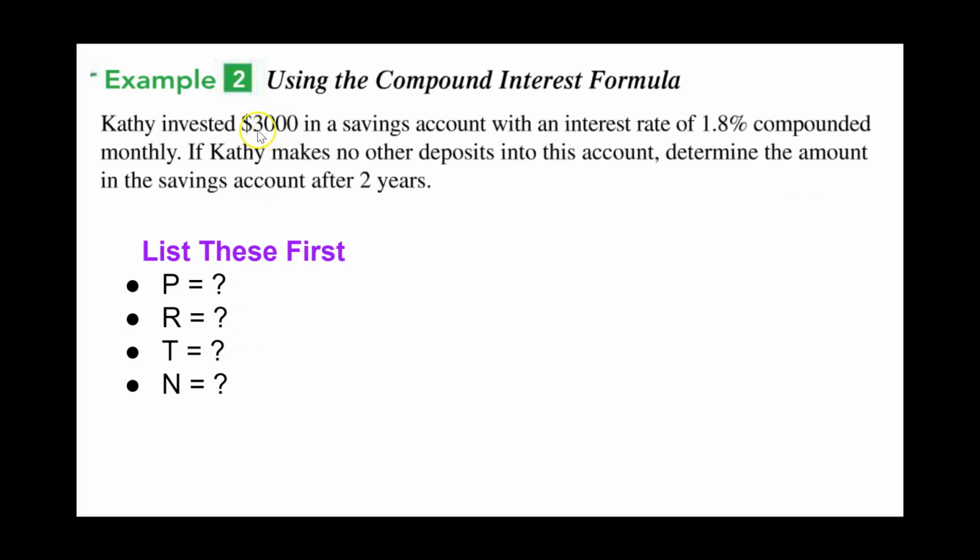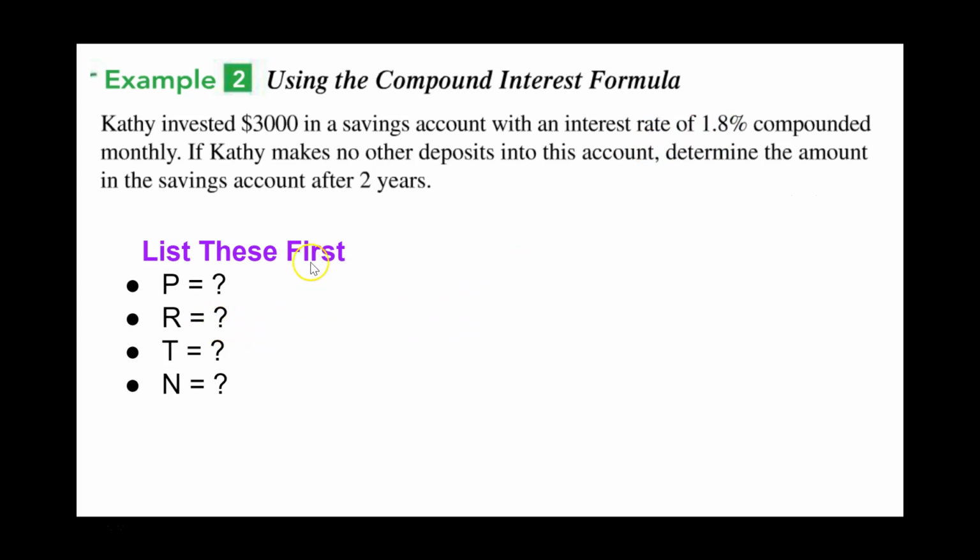So in this case here, we have $3,000. That's going to be our principal, and an interest rate of 1.8. So remember, change this to a decimal. I know you see a decimal, but remember it's in percentage, so you have to change it by dividing by 100 and move the decimal 2 places to the left.